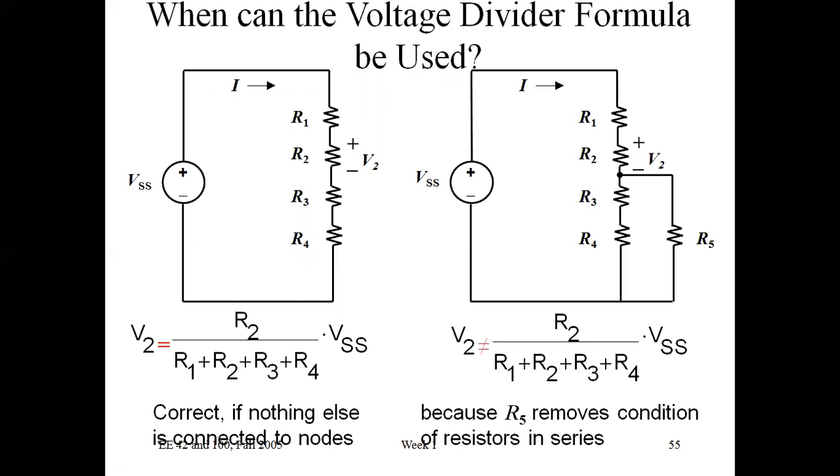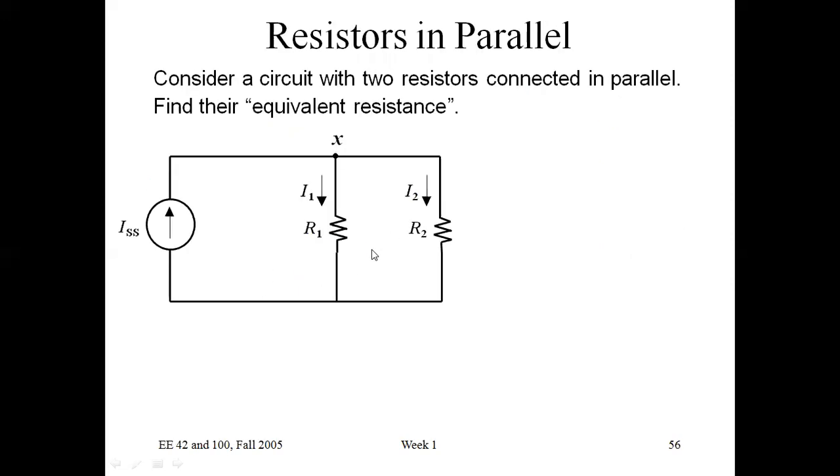So here is our voltage divider. V2 we have to find, and V2, the voltage drop across R2, is R2 upon the sum of all these, R1 plus R2 plus R3 plus R4. This is correct if nothing else is connected to the nodes. But here we can't apply this voltage divider formula because R5 is there, so these are not in series. Only for a series circuit is this formula applicable.